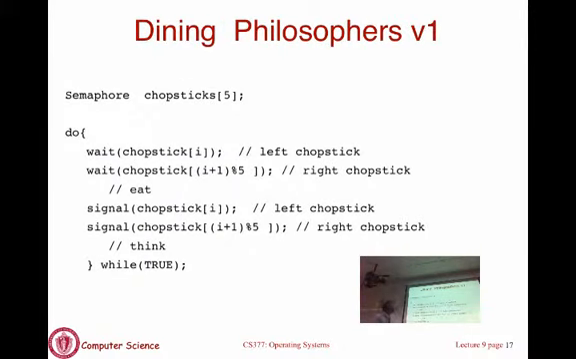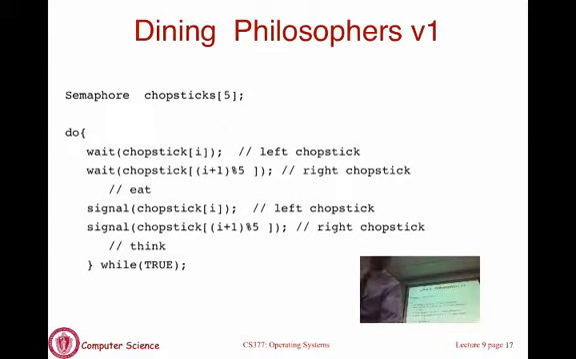Okay. This is the first solution. Basically this is going to use semaphores. You have a semaphore for each chopstick or fork, so you have an array of semaphores there. Chopstick[i] is a semaphore for the ith chopstick. Basically all you're doing is you wait for the left one, you wait for the right one. You grab the left one, you grab the right one, and then you eat, and then you release the left one, you release the right one.